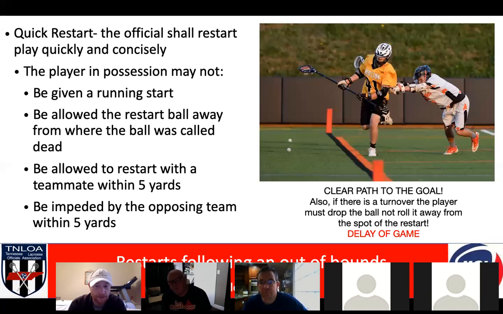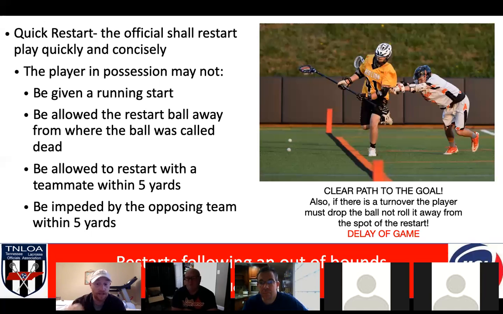They must drop it. Command them, drop the ball. If they roll it away, it's a delay of game penalty. Now, if they roll it a yard or two, we can give them that. But if they roll it more than 3 or 4 yards, throw the flag. It's a delay of game penalty. Don't be giving people the benefit of the doubt. No, he rolled the ball away. It's a delay of game penalty.